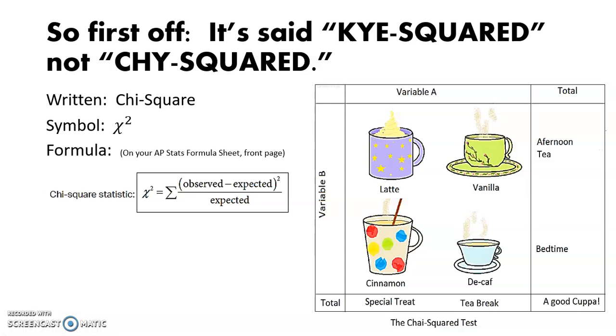First off, it is said chi-squared, not any of those other mispronunciations. We write it chi-squared, C-H-I, squared, with a D. The symbol kind of looks like an X, but it's not an X. It's the Greek letter chi.